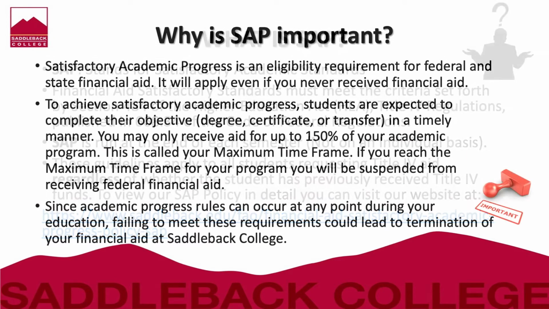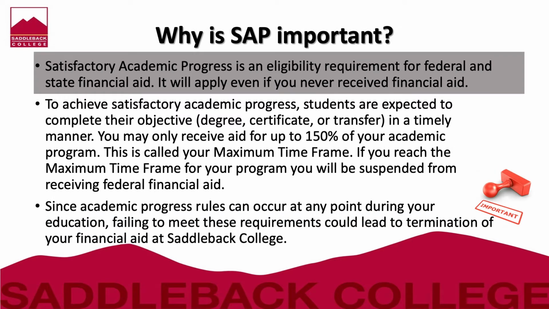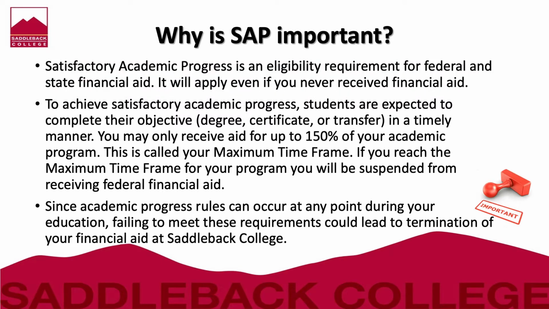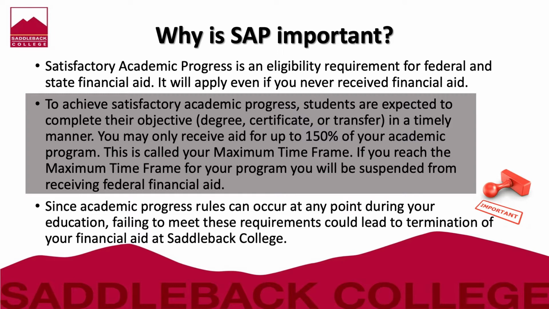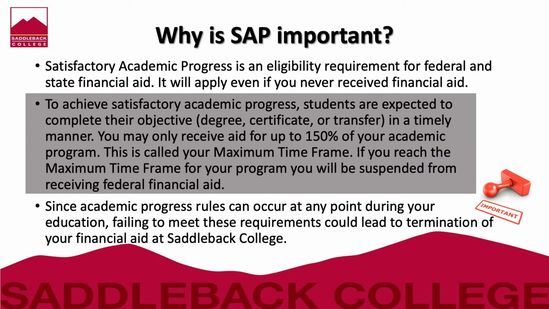SAP is important for students to know about as it is an eligibility requirement for federal and state financial aid. It will apply even if you've never received financial aid. To achieve satisfactory academic progress, students are expected to complete their objective, a degree, certificate, or transfer program in a timely manner. You may only receive aid for up to 150% of your academic program. This is called your maximum time frame. If you reach the maximum time frame for your program, you will be suspended from receiving federal financial aid.